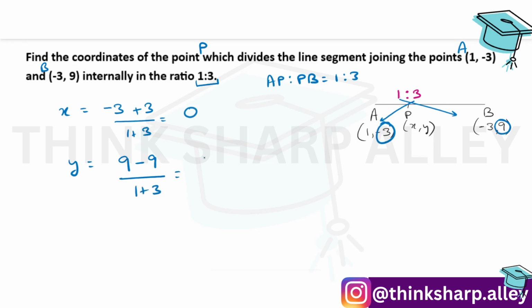Once again, 9 minus 9 is 0. 0 divided by anything is 0. So which means the coordinate of the point P is the origin. So this is the required point. See how simple it is?